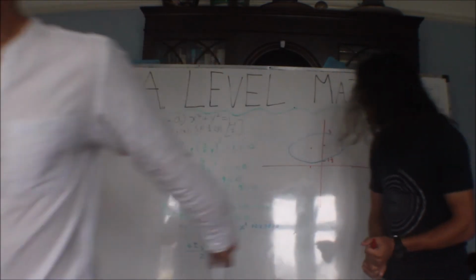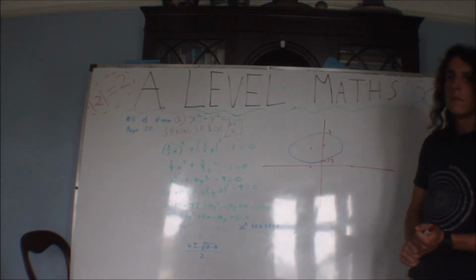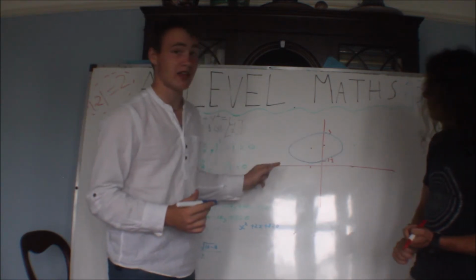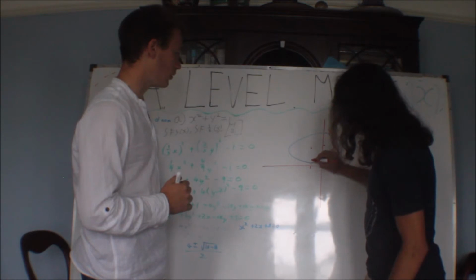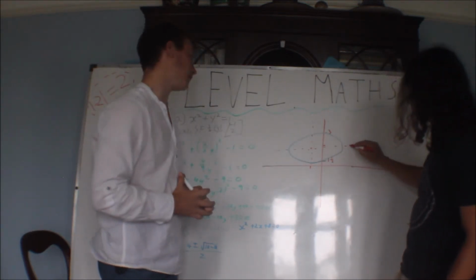Okay. Part C. What are the equations of its axes of symmetry? Which is actually what we'd have to do to work out the edges anyway. So the axes of symmetry are going to be that line going through the centre, and that line going through the centre.